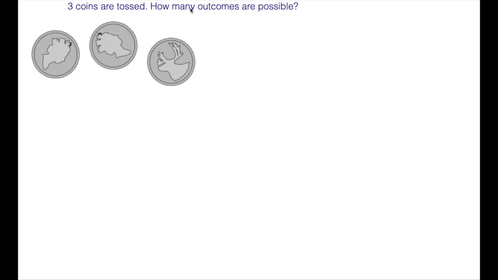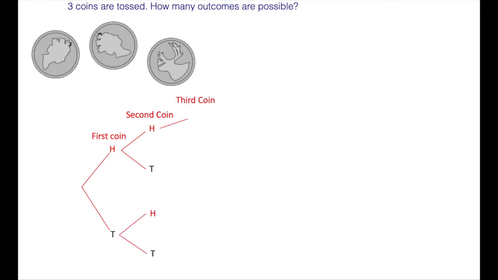3 coins are tossed, how many outcomes are possible? Let's have a look at the situation. For the first coin, you could get heads or tails. For the second coin, you could get heads if you got heads on the first one, or tails if you got heads on the first one. Or if you got tails on the first one, you could still get heads or tails. For the third coin, same thing, you get heads or tails for each previous outcome.